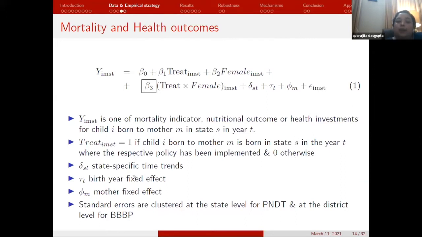We are able to control for state specific time trends for the PNDT evaluation, and district specific time trends for the B3P evaluation. We include birth year fixed effects, mother fixed effects, and importantly, we cluster the standard errors at the state level for PNDT, and then we correct using bootstrapped clustering at the district level for B3P.